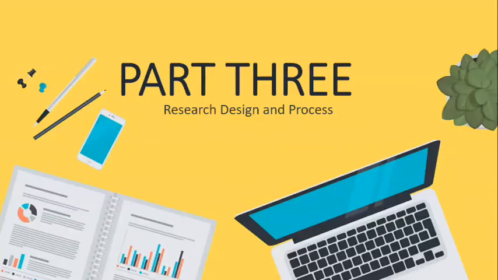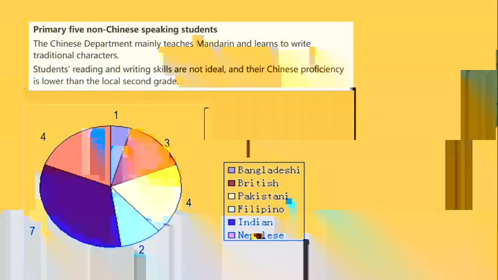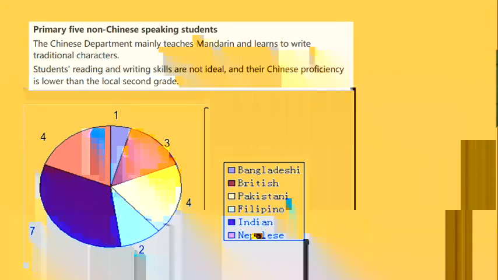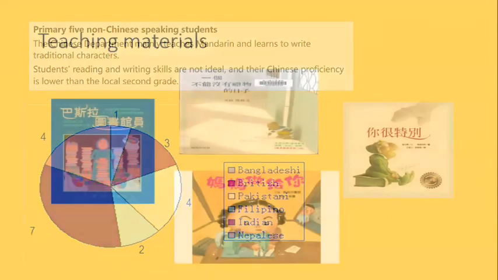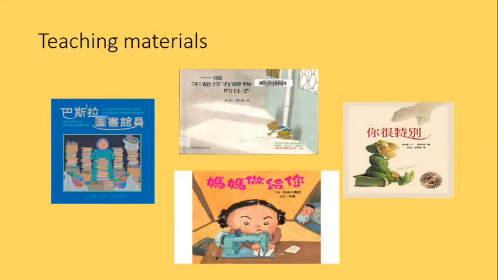Part 3 will be my research design and process. You can see there are 21 students in my lesson from 6 countries. The teaching materials here are very famous picture books, covering friendship, families, society, and understanding each other. Those topics, I think, are very suitable for P5 non-Chinese students.